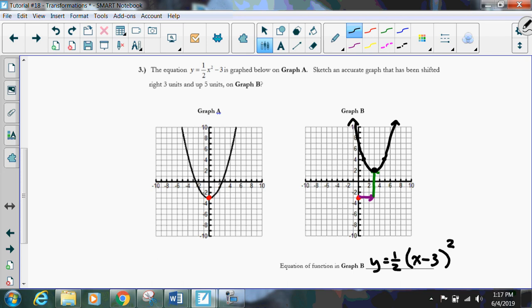But I'm not now comparing anything between graph B and graph A. I'm just looking at this. Let me switch colors. I'm looking at this vertex right here. How do we describe the shift of this vertex from the parent function? 3 to the right and 2 up. So we're going to put that plus 2 here. And there you have it.